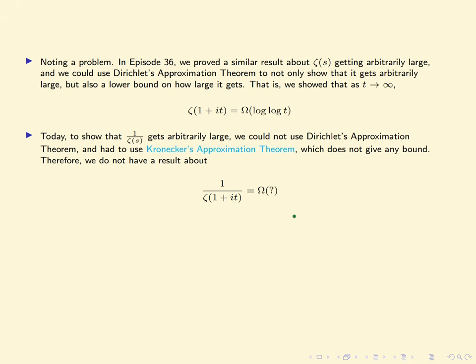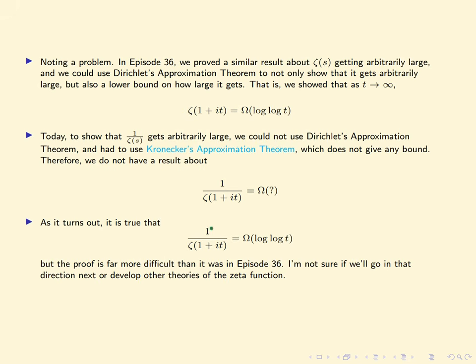Now, as it turns out, it actually is true that 1 over zeta of 1 plus it is omega of log of t, but the proof is far more difficult than it was in episode 36. In fact, it's so difficult that I'm not going to prove it today, and even if I made the next 2 or 3 videos about this, I don't think it would be enough to prove this. So I'm not sure if we'll go in that direction next or develop some other theories of the zeta function, because this is probably not the most interesting thing to prove for a YouTube video.